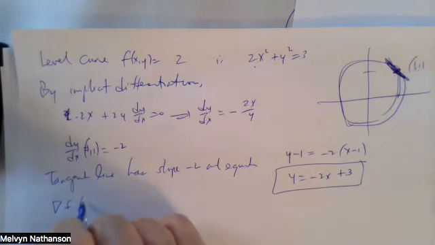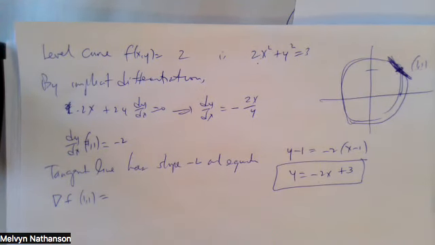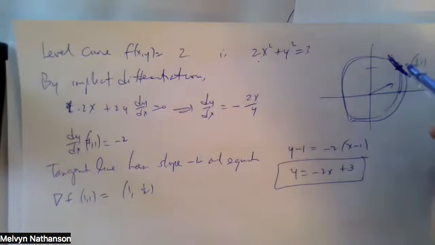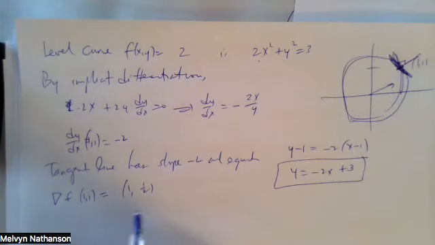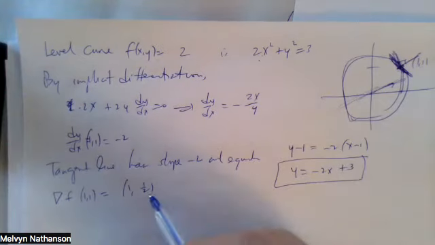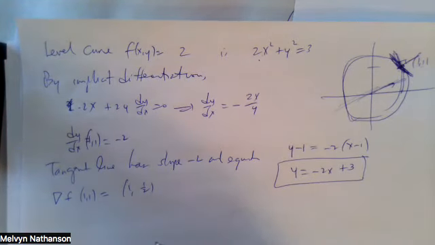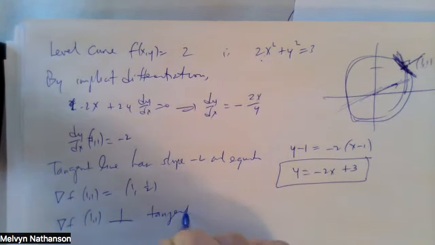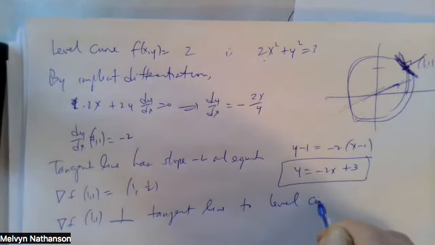And the gradient of f at the point 1, 1, we calculated, and it's equal to 1.5. That's the gradient. And any point on the line in the direction of the gradient has slope a half. And a half and minus 2 multiply out to be minus 1. So the gradient of f at 1, 1 is perpendicular, or orthogonal, to the tangent line to the level curve.